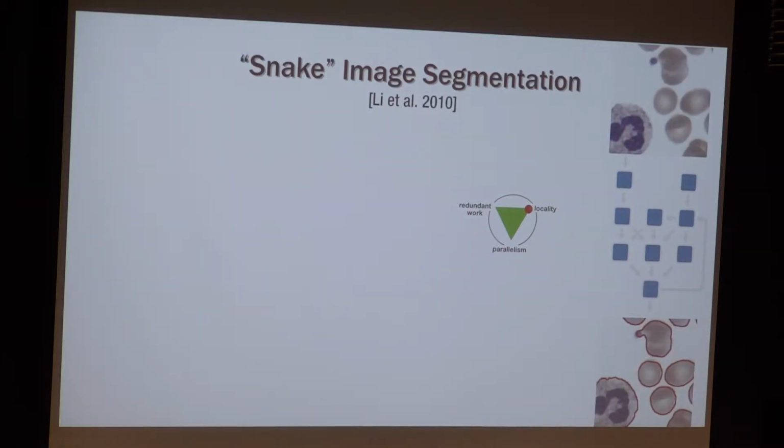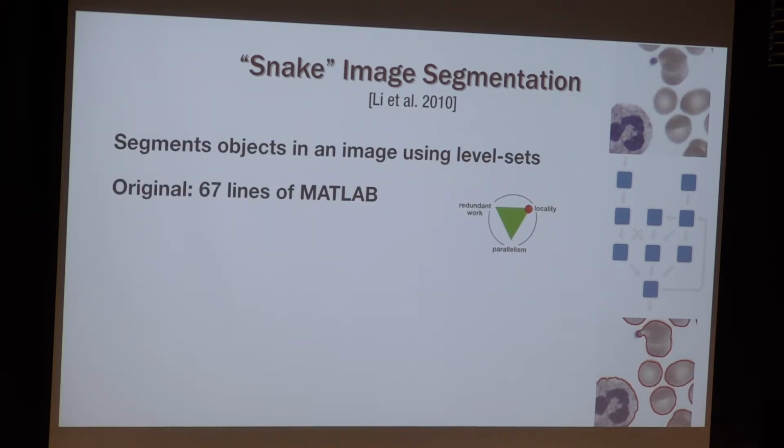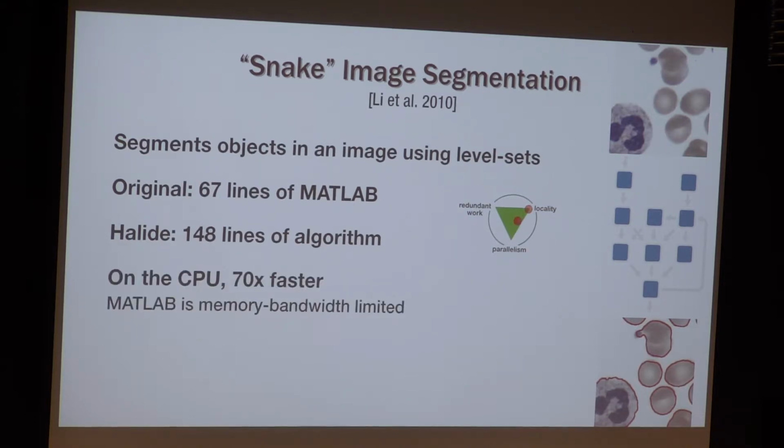Here's another algorithm that is doing segmenting. It was written in MATLAB, and MATLAB is a lot less lines of code, of course. But in Halide, it's a little bit more lines because you're not just calling library functions. And Halide was 70 times faster.